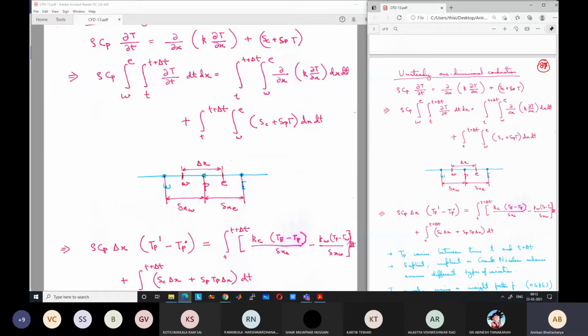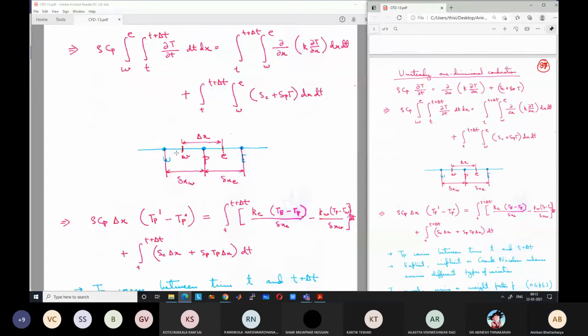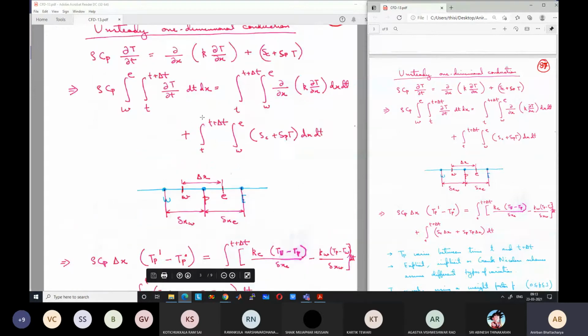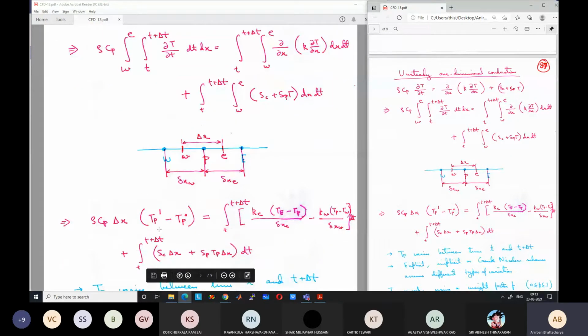Tp new is represented here by Tp1. So 1 means the new value and 0 means the old value. So Tp1 minus Tp0 into delta x. Delta x comes because of the integral in the space direction, into rho Cp. So this is the integral of the first term: rho Cp delta x (Tp1 minus Tp0).